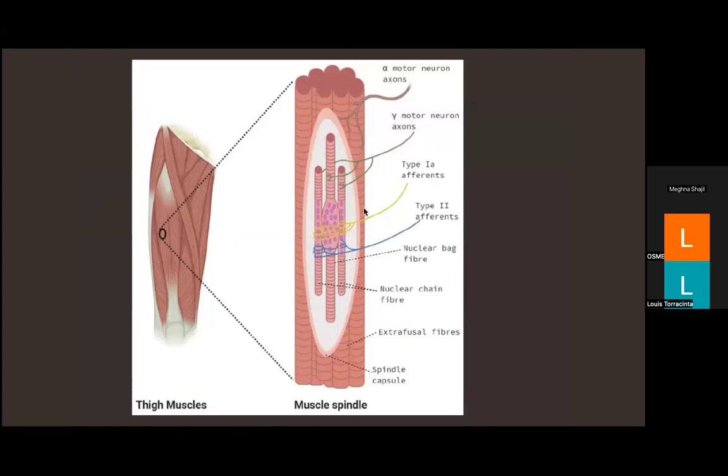So it's important to remember things about the muscle spindle. This is an important part of the muscle that's involved with figuring out how stretched out the muscle is. So you have gamma motor neurons, you have type 1A afferents, type 2A afferents. And this is all within your intrafusal fibers, but you also have extrafusal fibers.